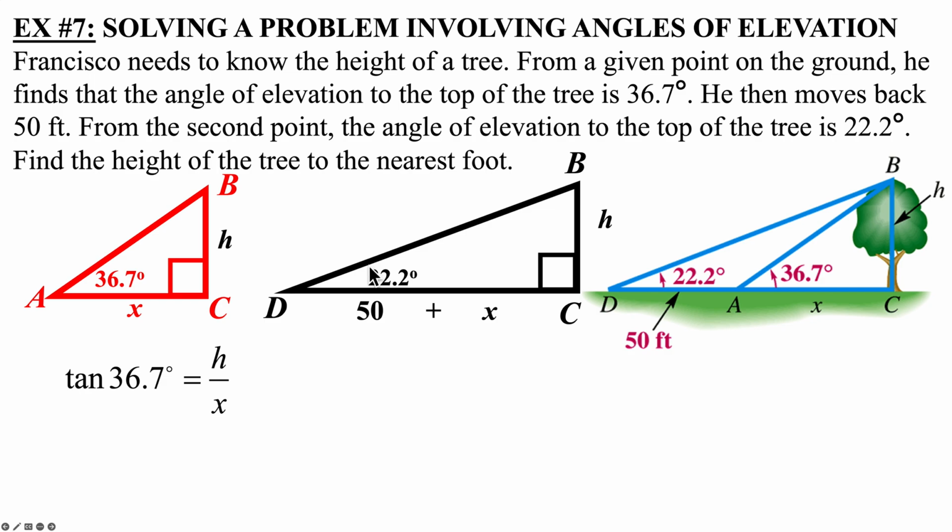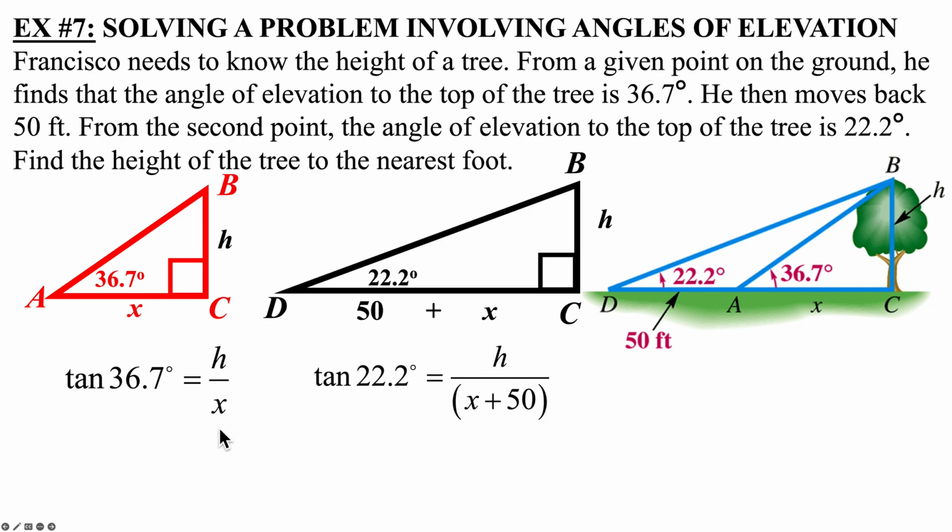And the tangent of 22.2 degrees is going to be h over 50 plus x. So, unfortunately, here's our problem. We have two unknowns, h and x. But the good thing is we have two equations. This is technically, back to college algebra days, a system of equations. So in order to solve for h, I think what we're going to have to do is solve for x first. Find x, and then we can come back and plug it in and solve for h.